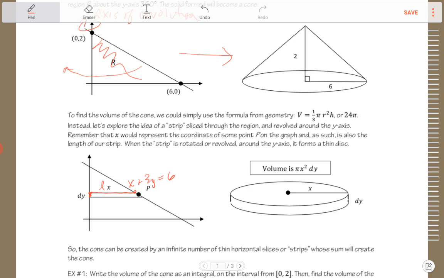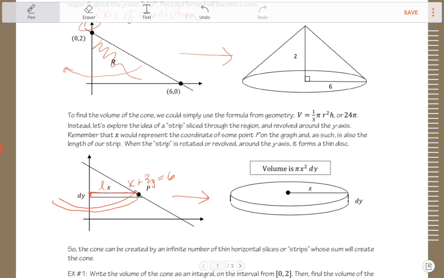Its width can change based on the number of rectangles, and since it goes along the y-axis, we're going to call that width dy. As the rectangle spins around, it takes that line and revolves it around the axis of revolution, and a thin cylinder is formed.